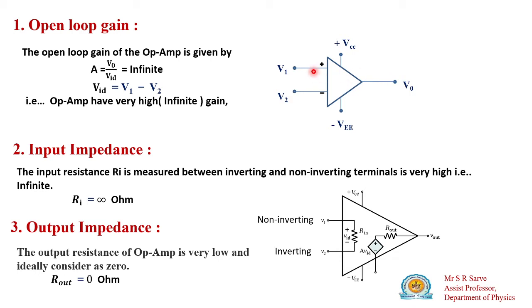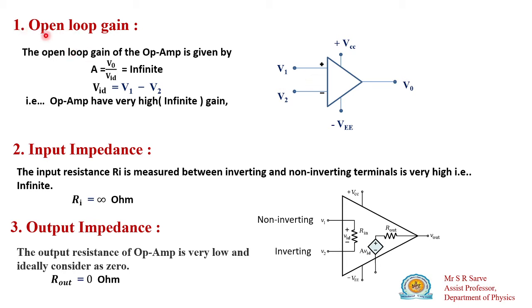Okay, so that is the difference between the inverting terminal and the non-inverting terminal. The inverting terminal has output out of phase, while the non-inverting terminal has output in phase. So that I have explained to you in the previous lecture.